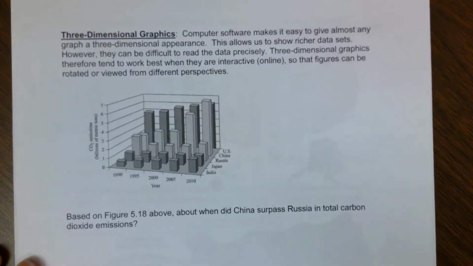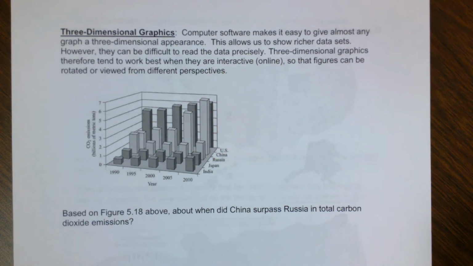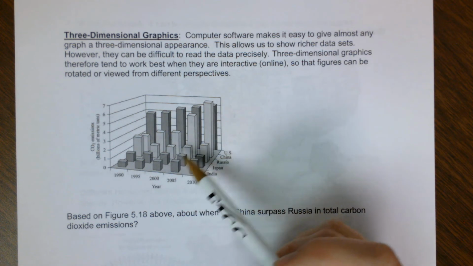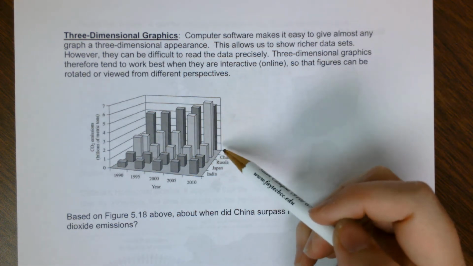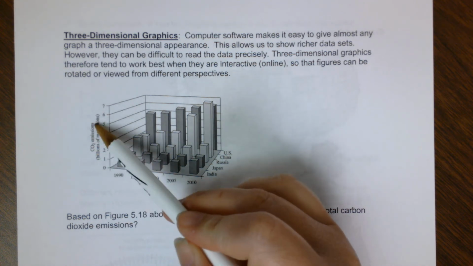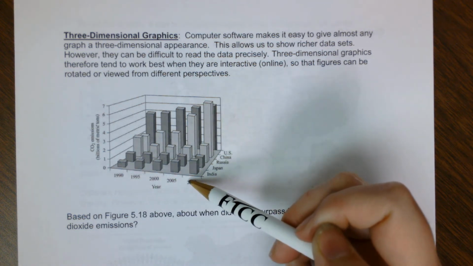Okay, another complex graph that we see sometimes are three-dimensional graphs. These are most commonly seen in software, where you can move it around and you can see it in different perspectives, different viewpoints. But from here, we can now look at even more information than we can with just the double bar graph. So here, we're comparing carbon dioxide emissions in different countries and in different years.